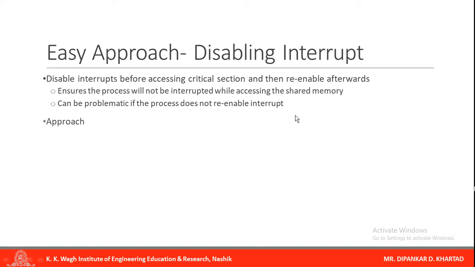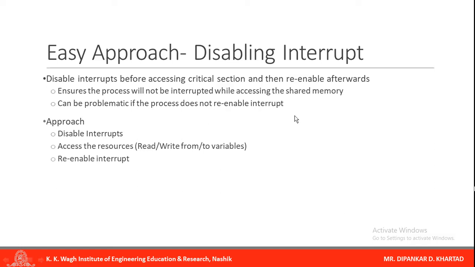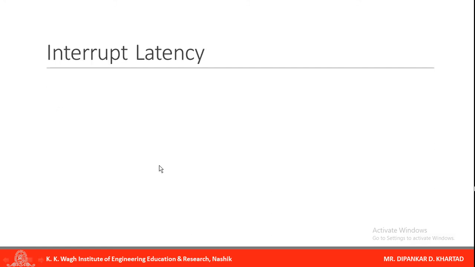So the approach is simple. First, disable the interrupts, then access the resources, whatever read or write to the variables, and third, re-enable the interrupts. So this is a very easy approach to access the resources.